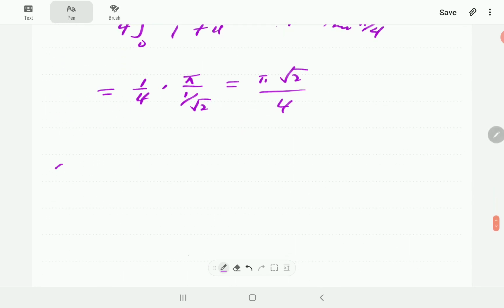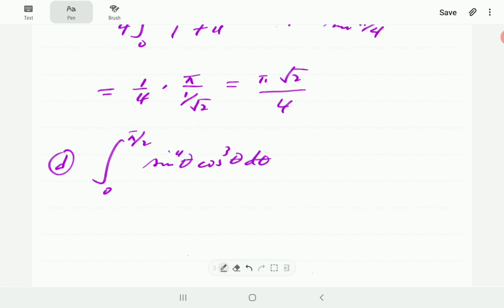Okay, then let's go to D. In D we have got the integral from 0 to pi over 2 of sine theta to the power 4 cosine theta to the power 3. This we can evaluate using trigonometric identities. We save a cosine here and then write everything else in terms of sine. We're going to use beta functions for our calculation.